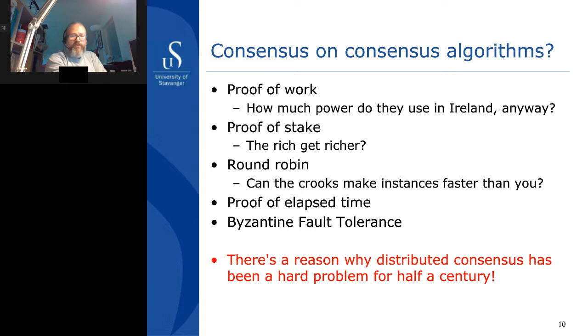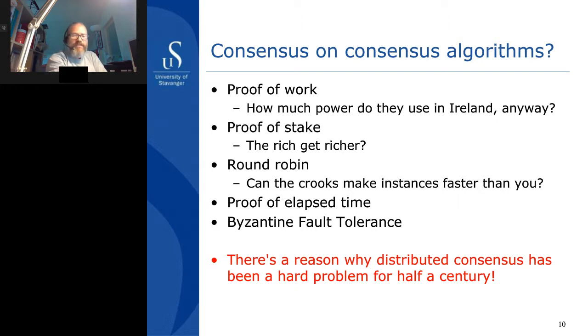The other popular consensus algorithm is proof of stake, which some people claim is a problem that only people with the cryptocurrency are allowed to play, and so the rich get richer. Then you have the round robin type of consensus algorithms, and here the question is if there are crooks that can make instances faster than you or not. Additional consensus algorithms include proof of elapsed time and Byzantine fault tolerance.